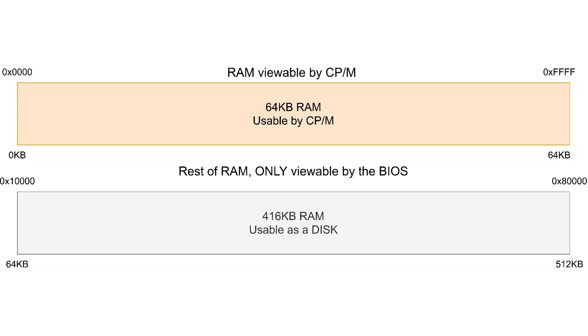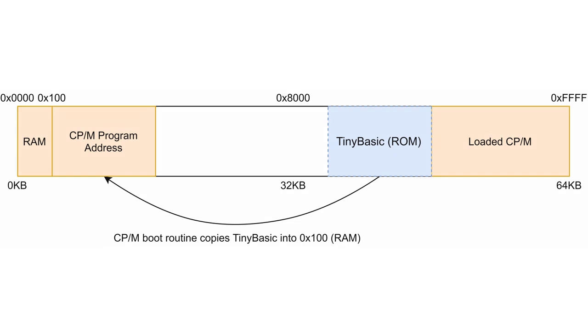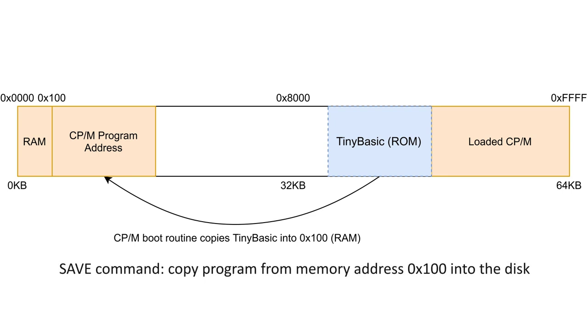This is why I also included a small BASIC interpreter, called Tiny Basic, directly inside the ROM. In CP/M cold boot routine, we will copy Tiny Basic from the ROM into the RAM at virtual memory address 100 in hex. Why 100 in hex? Because CP/M has a very convenient command named save, which saves the programs at that address into the disk, RAM disk in our case. And this is how we end up with the file inside our virtual disk after booting.